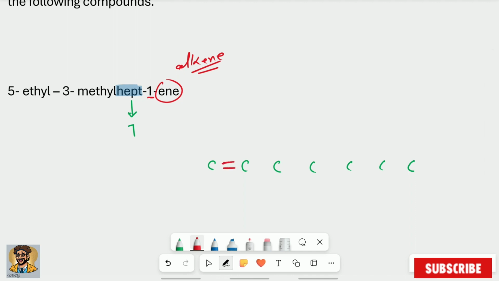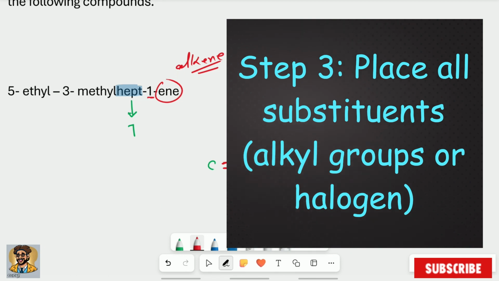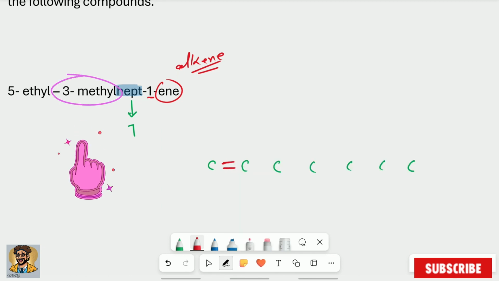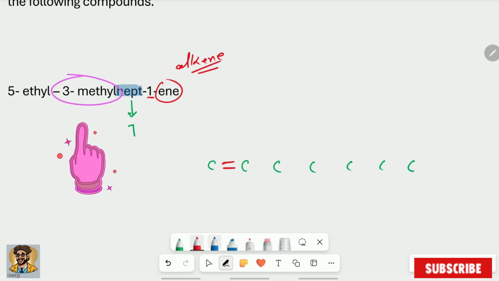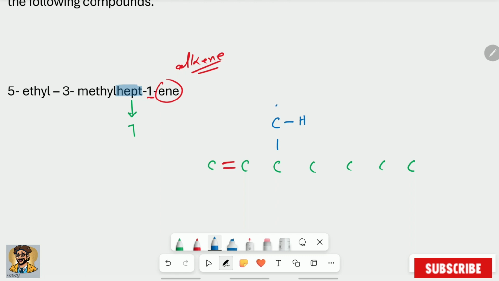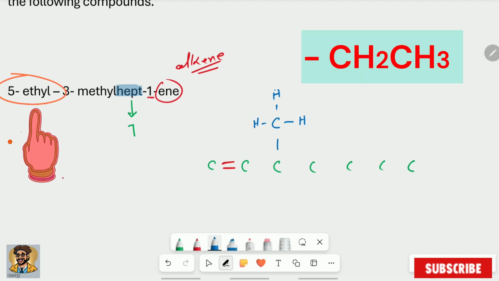Then I'm going to start placing now the substituents. All of them have numbers. In carbon number 3, I have a methyl. So if I start from left, 1, 2, 3, here I would have a methyl. So I'm going to draw in structural formula the methyl. H, H, and H. And then I have in carbon number 5 an ethyl.